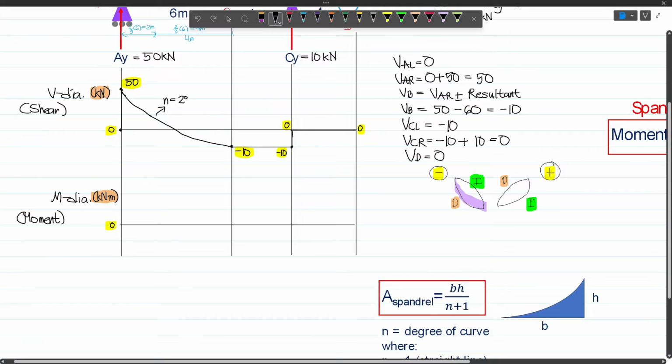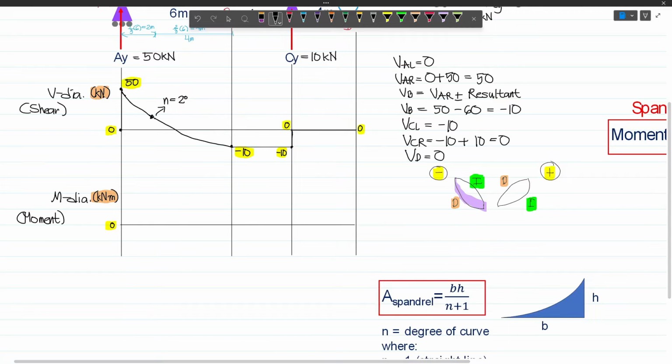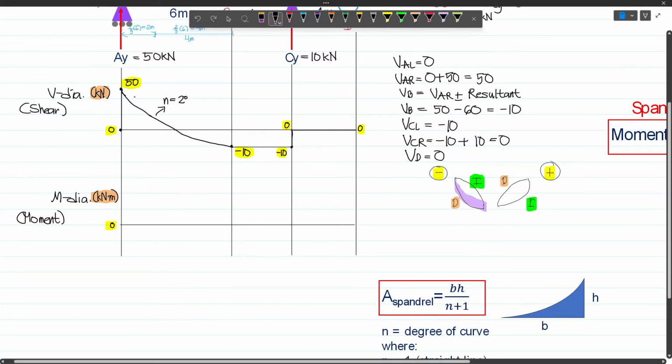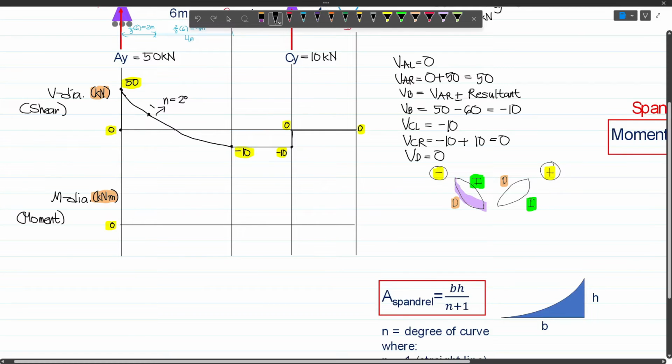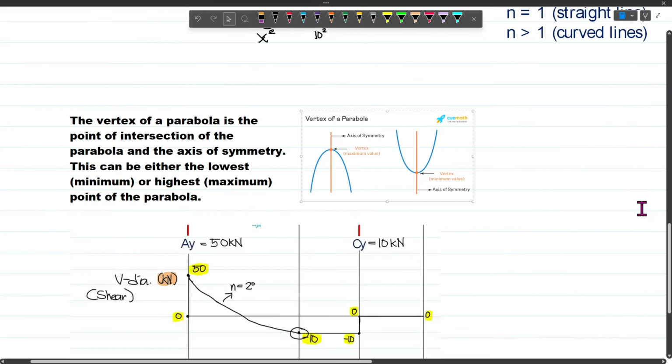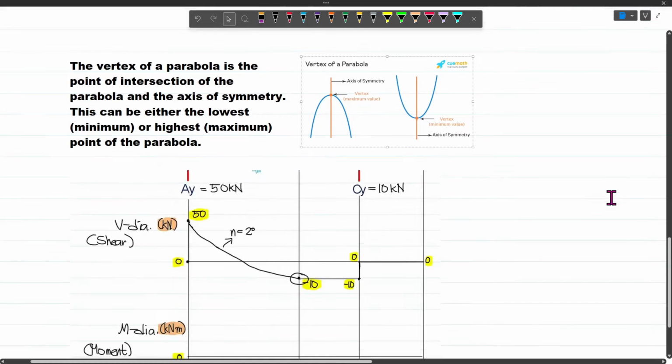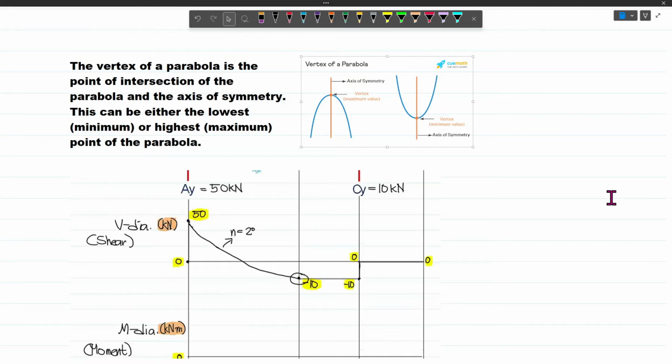Or basically, at any point, let's say from here, patungo sa vertex. Like, for example, you cannot apply the spandrel formula for this one. If you have this point, and then also this point, and then you will apply it here, that won't work. However, what will work is, from here, patungo dito, you can actually use that because our ending and starting point should touch the vertex. Now, what do I mean by this one? Diba, by definition, the vertex of a parabola is the point of intersection of the parabola and the axis of symmetry. This can be either the lowest point or the highest point.